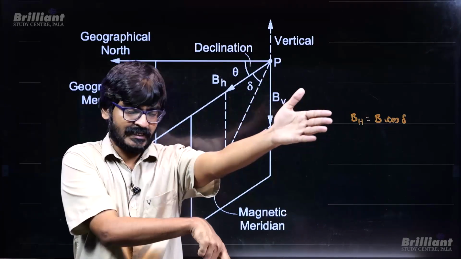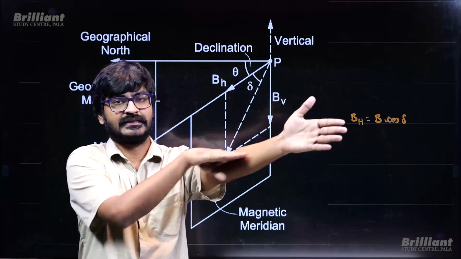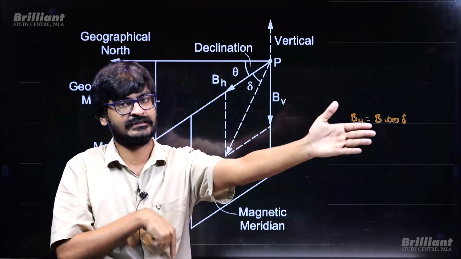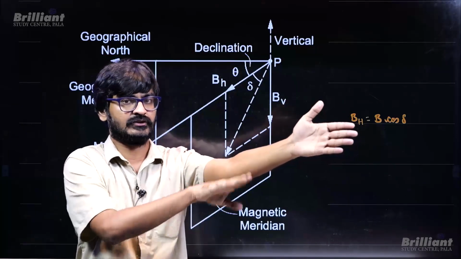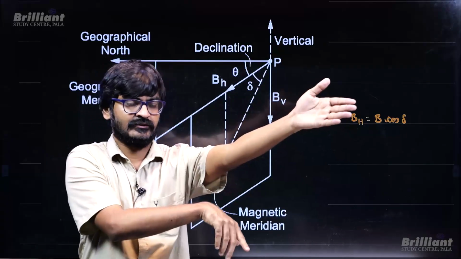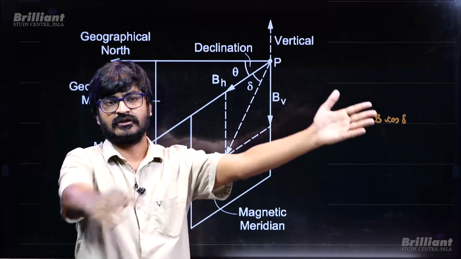Magnetic field will be in some random direction in this plane. It will have some horizontal component, which we will call the magnetic field's horizontal component, and some vertical component, which will be in this direction. So the vertical component and the horizontal component. The actual magnetic field will be somewhere in this direction, with some horizontal component and some vertical component. It has nothing to do with geographical north.